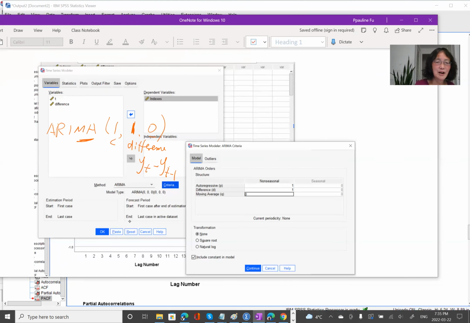Okay, and this one means AR1. What does AR1 mean? It means YT related to YT minus 1. Remember there's a constant phi 0, then phi 1, which means YT related to YT minus 1. So any questions about ARIMA 1, 1, 0? And this 0 means non-moving average.